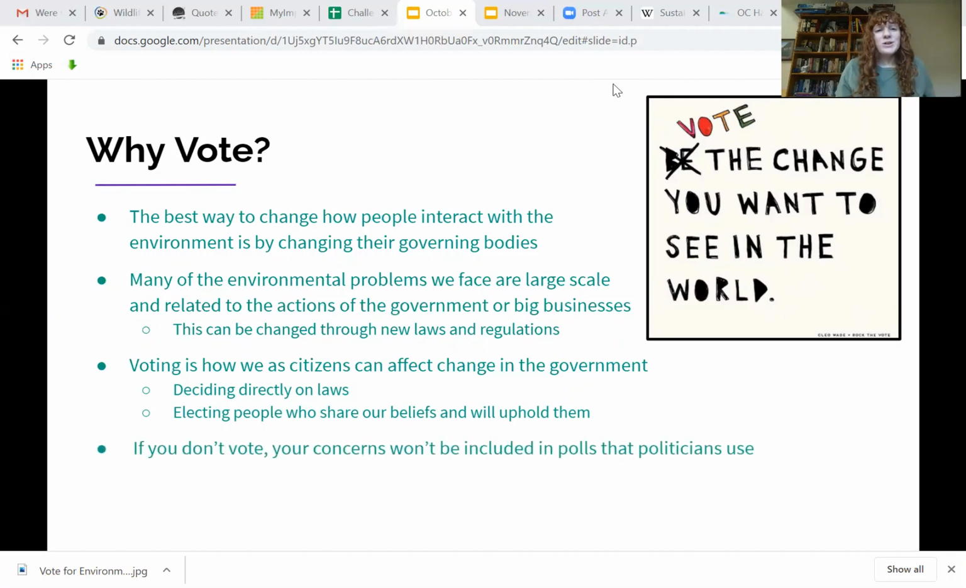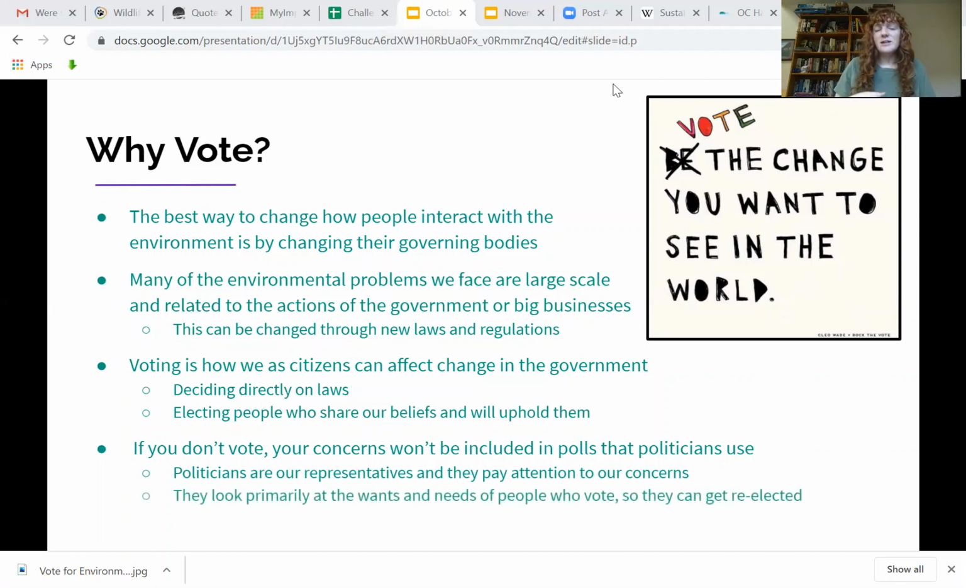Also, this is very important, if you're not voting, your concerns aren't going to be included in polls that politicians are using. So politicians are our representatives and they're responsible for paying attention to our concerns and being a delegate to the government. However, if you're not voting, they're probably not going to be looking at your requests and needs because they are looking at the wants and needs of people who are voting primarily so that they can get reelected and continue to serve.